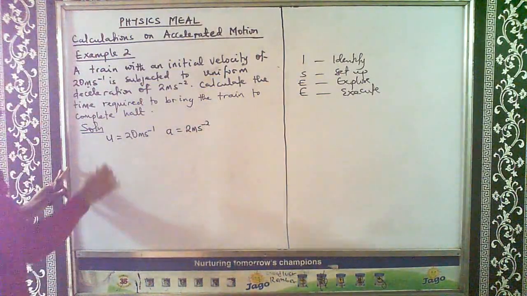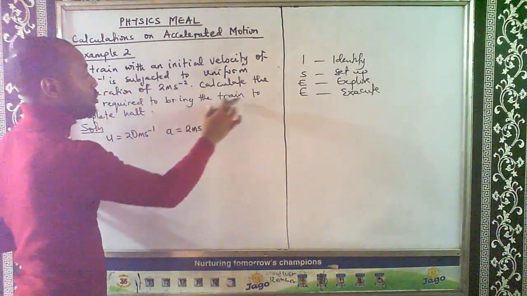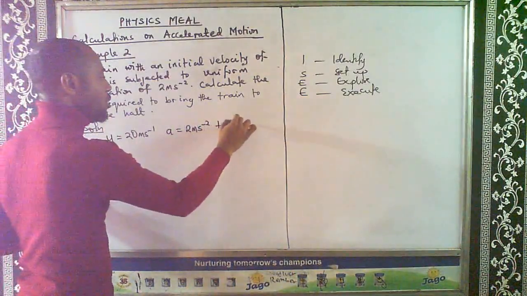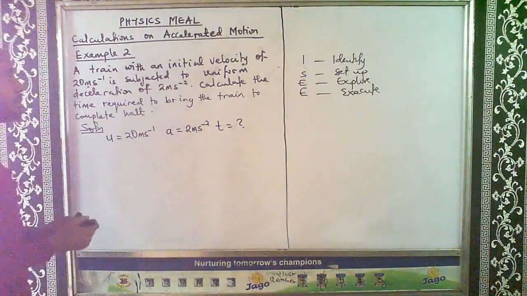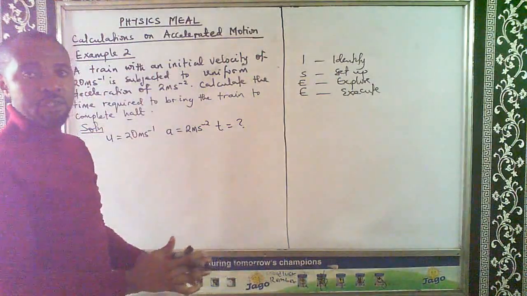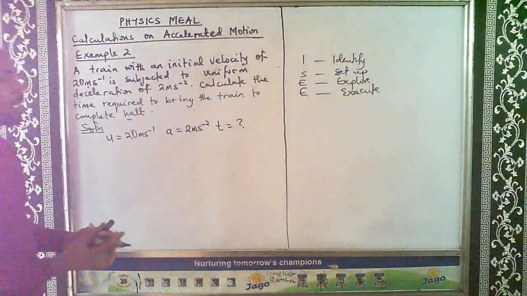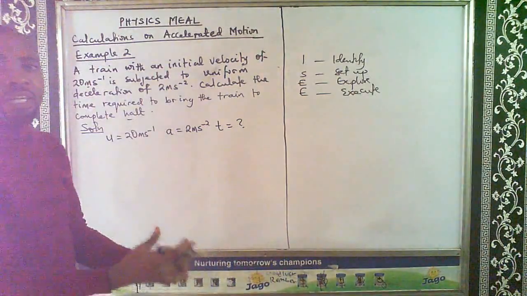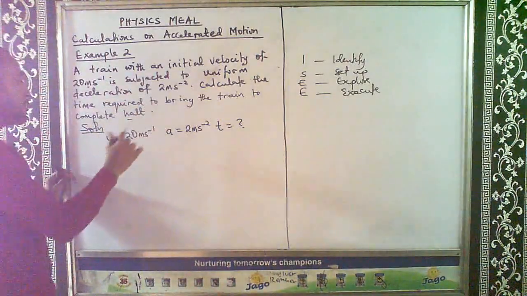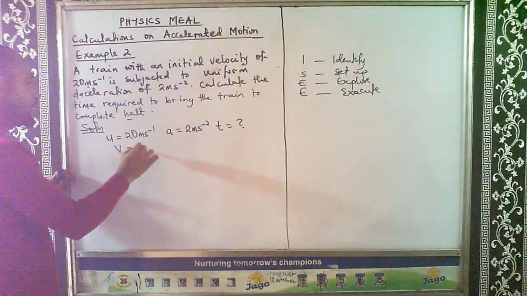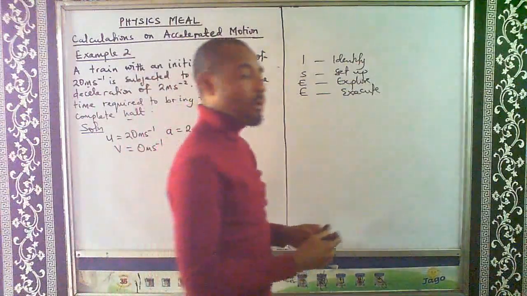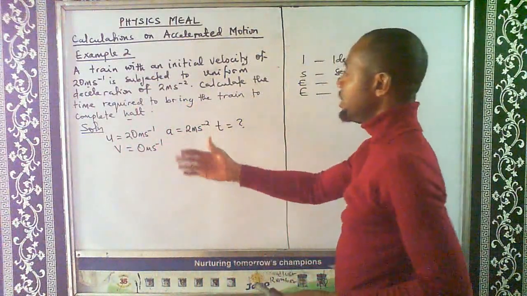They say calculate the time required to bring the train to a complete halt. We are looking for time. To complete halt means to bring it to rest, to stop it. And when a body comes to rest, the final velocity is what? 0. So don't neglect this statement. So we are going to have that V is equal to 0 meters per second. All right. We have identified and we have set up.